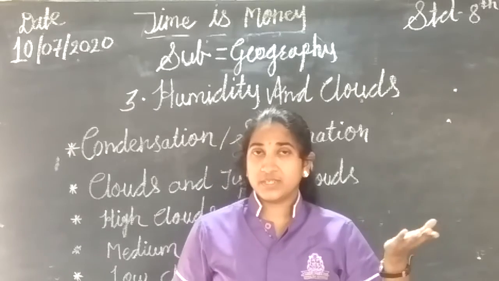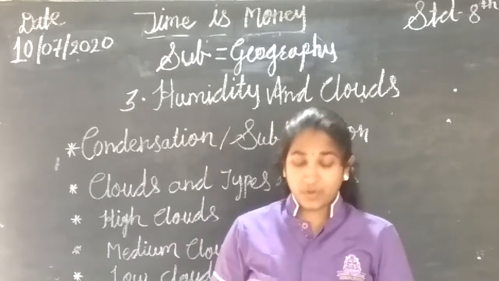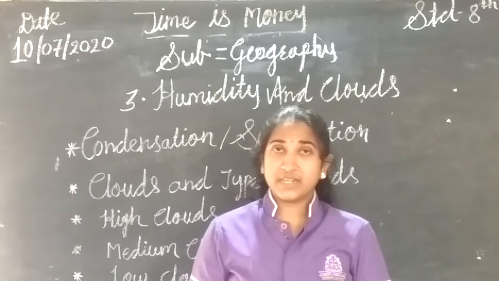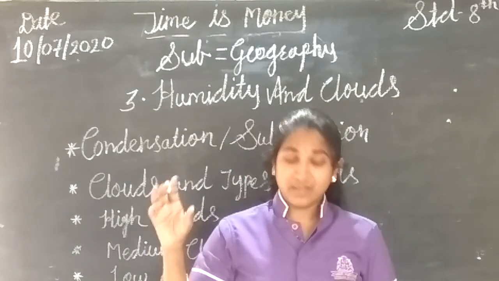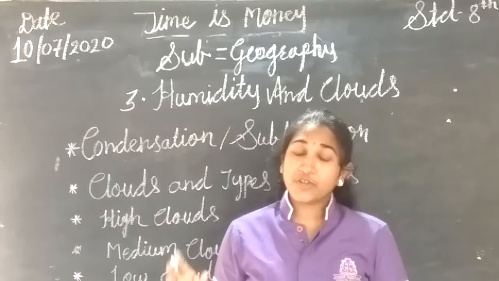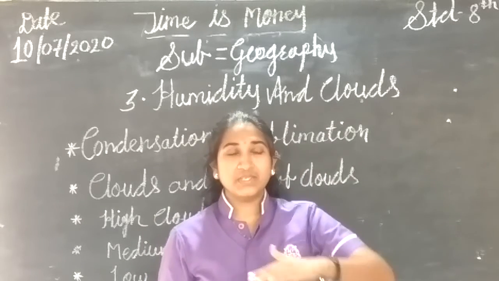If the temperature of the air reduces, the water vapor it can hold also reduces. And now all of you know what humidity is, right? Then the relative humidity of the air becomes 100%, and vapor starts condensing.